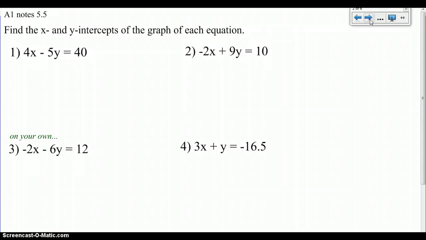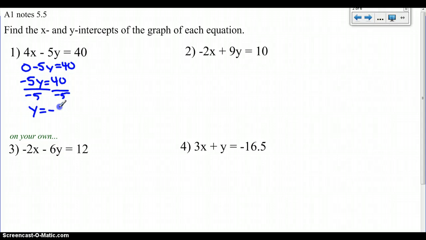All right, so let's find the x and y intercepts of the standard form equations that you see here. If we plug in 0 for x, we would have 0 minus 5y equals 40, or just simply negative 5y equals 40. Divide by negative 5, and you would see that y equals negative 8.